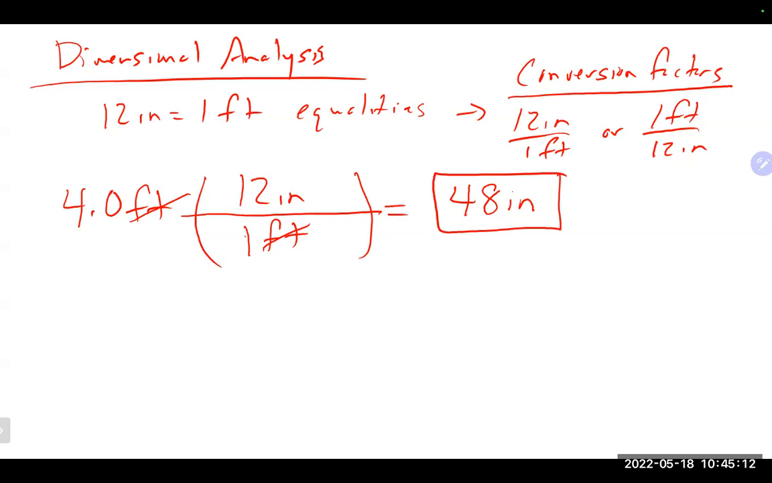Now, when we do these things, remember that for the most part, all these equalities are what are considered exact numbers.